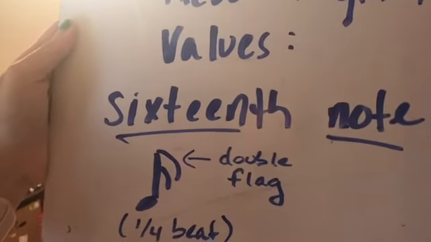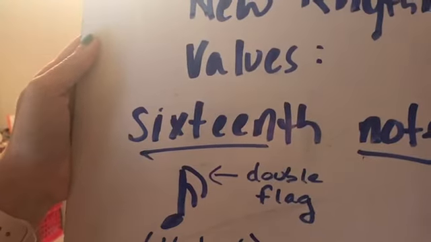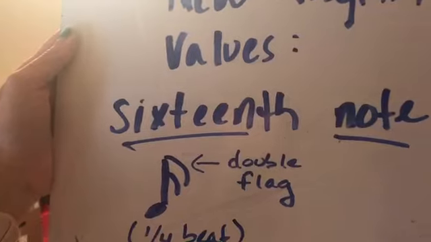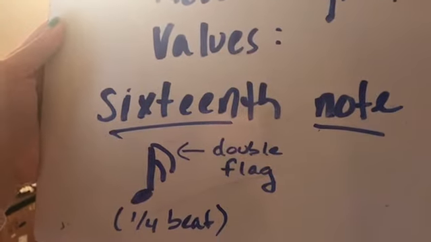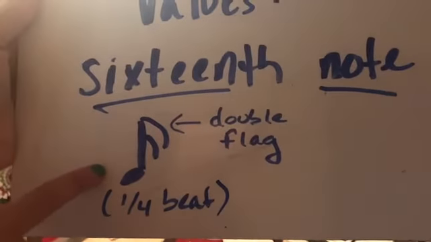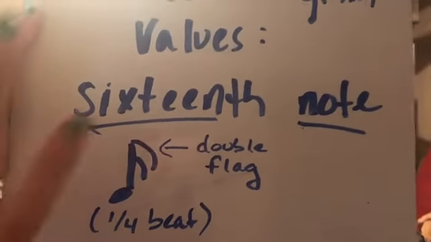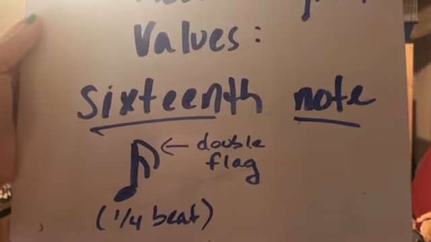The 16th note. So a 16th note, if we keep cutting our musical values in half, so we have the quarter note, which is worth 1 beat, the 8th note, which is worth a half of a beat. Now we have the 16th note. 1 16th note is worth a quarter of a beat, which means that 4 16th notes make up 1 beat.